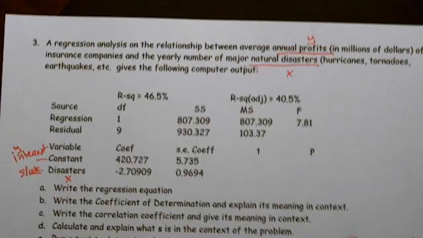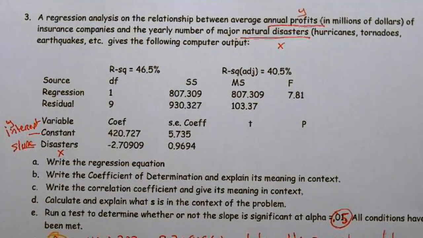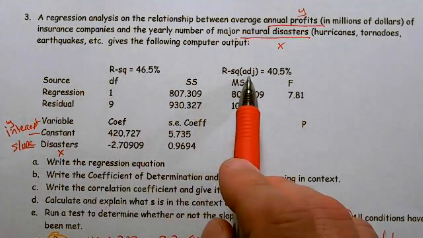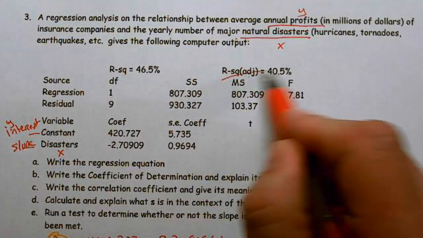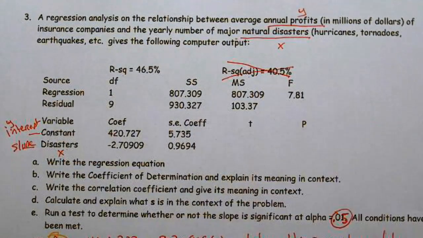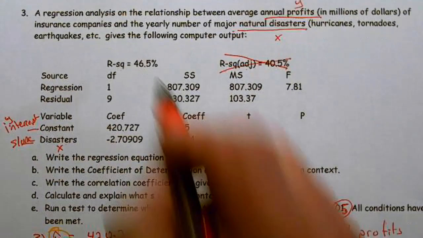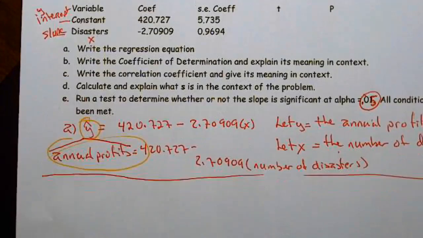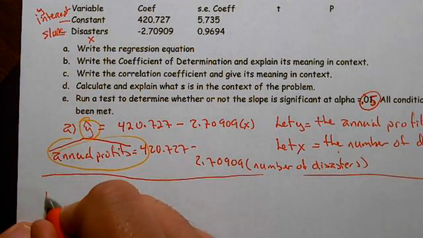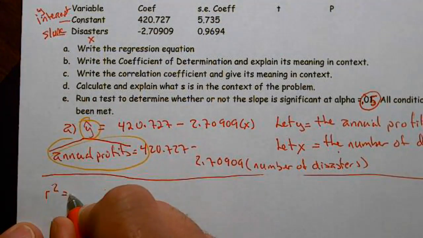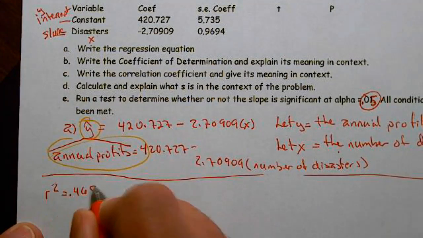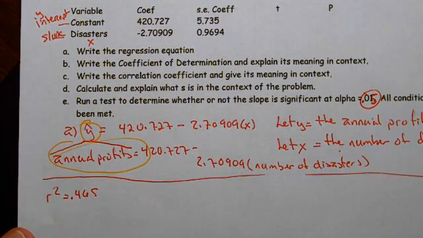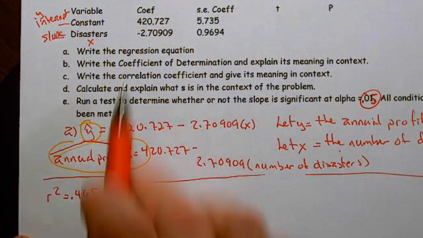Write the coefficient of determination and explain its meaning in context. Usually they're going to give you two to mess you up. They're going to give you r squared and r squared adjusted for this class. For College Board, we'll never use the adjusted. So this right here is my r squared value. So I'm going to say r squared equals 0.465. That's my coefficient of determination. All right, and that's what they asked for.